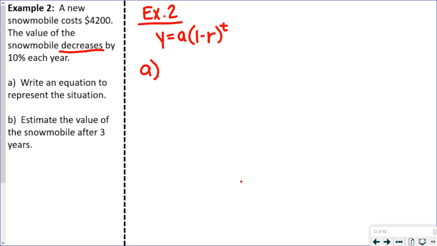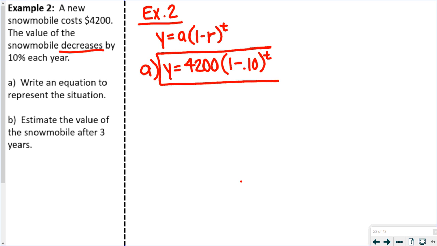For part A, the initial amount was $4,200 that you paid for the snowmobile. Then 1 minus 10% as a decimal is 0.10. And then remember, when you're writing the equation, the y and the t are still intact. Or another way you could have written it, if you wanted to simplify it a little bit, 1 minus 0.10 would be 0.9. I'd take either one of those.